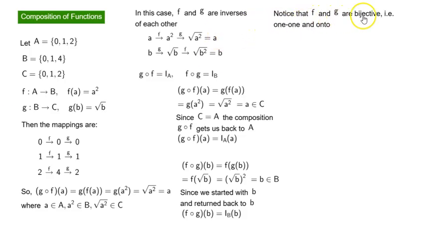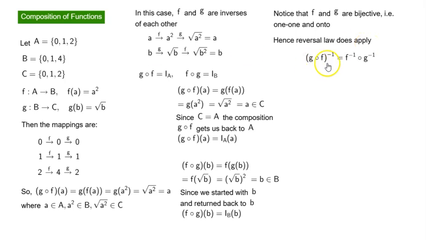Notice that f and g are bijective, that is, one to one and onto. 0 maps to 0, 1 maps to 1, 2 maps to 4. And g is also bijective. Why? Because g maps 0 to 0, 1 to 1 and 4 to 2. And in both cases, that is in case of f and in case of g, there are no leftovers in the codomain. Hence, a reversal law does apply here.